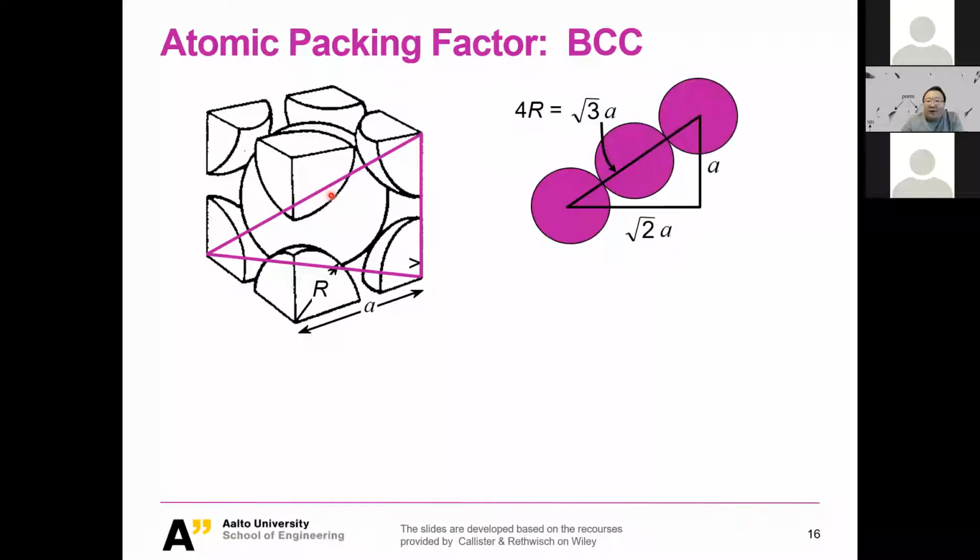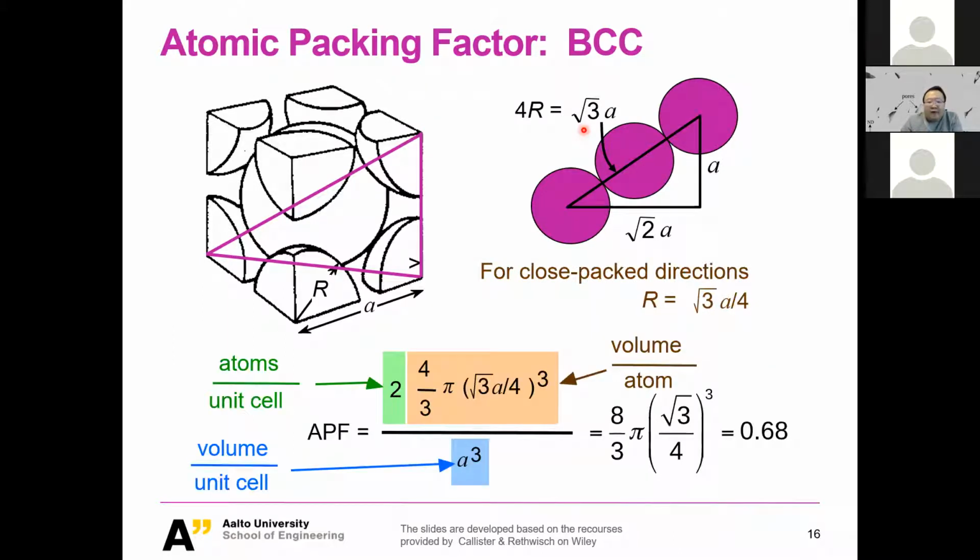So that gives us a first clue how to correlate the volume of the atom and the volume of the unit cell. Basically, 4 times R is equal to square root of 3 times a. Now you can express your R with a. And with the same mathematical treatment as we did before, we know the atom numbers per unit cell, we know the volume of the unit cell, and now we also know the volume of the atom. Here's the number, so you don't need to calculate it on your own. I'm giving it to you. It's 68%.